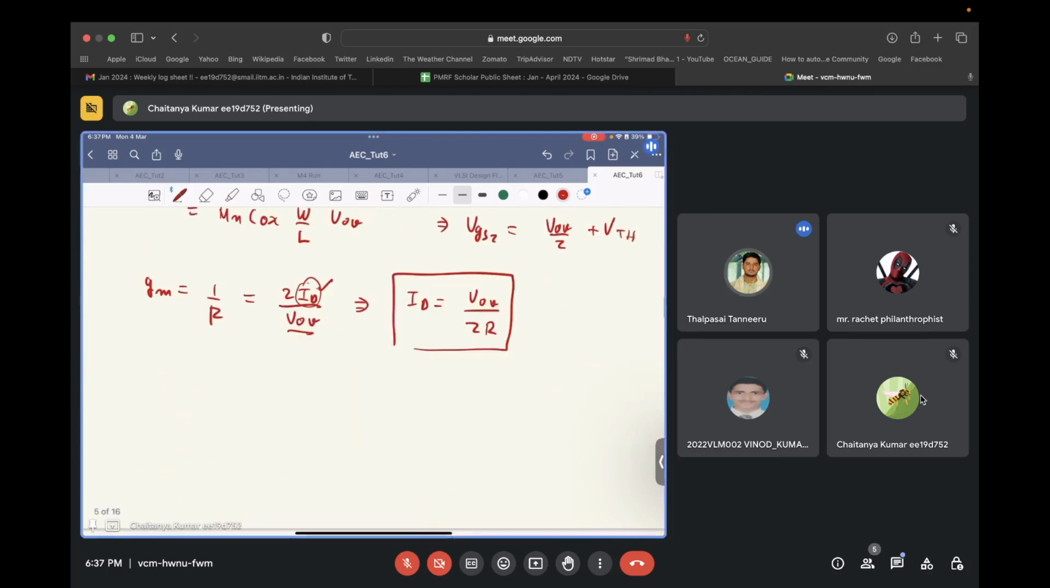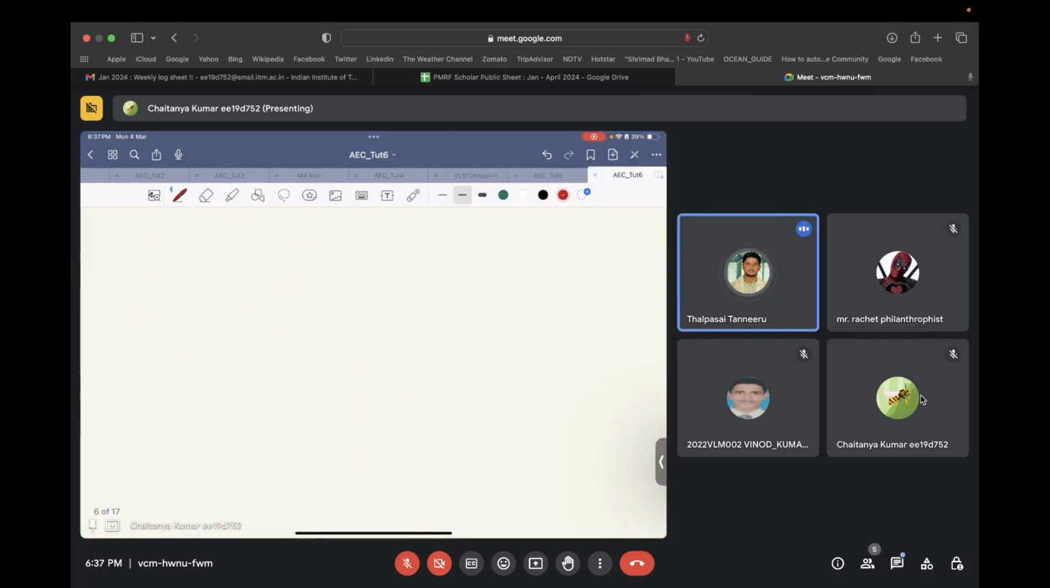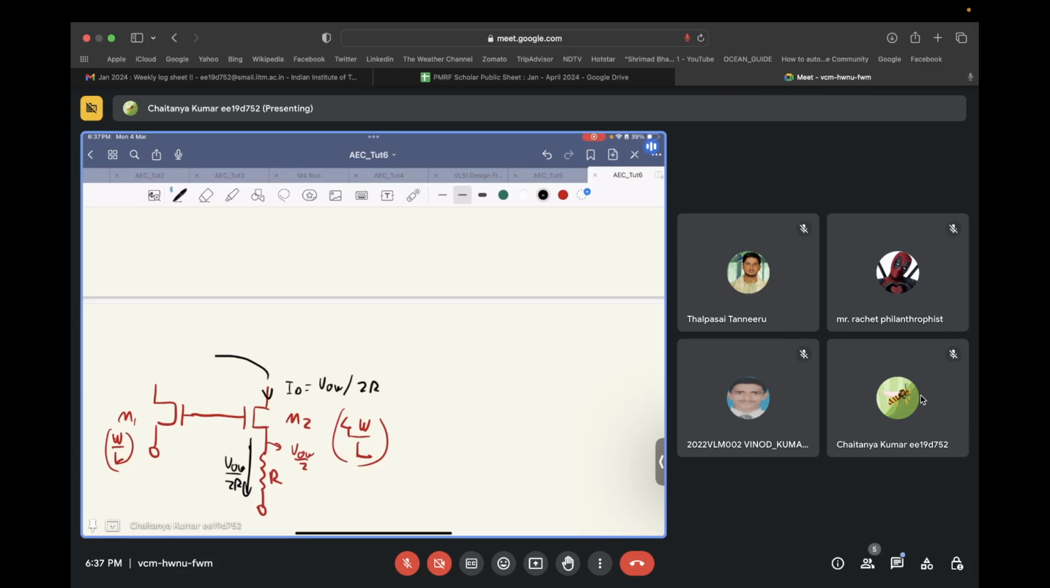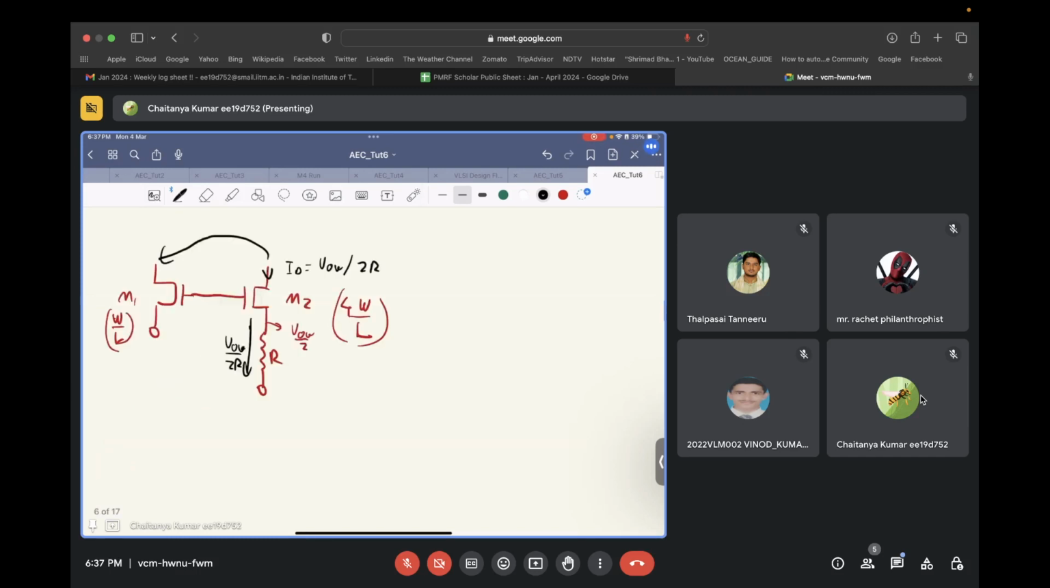I will redraw this image. So far we have developed this circuit. This is M1. This is M2. M1 has a width by length ratio of W by L. M2 has a width by length ratio of 4 times W by L. You have a resistor with value R over here. This voltage is VOV by 2. The current flowing through this complete branch is VOV by 2R. And whatever current is flowing, this ID equal to VOV by 2R, you need to mirror it in transistor M1 as well.